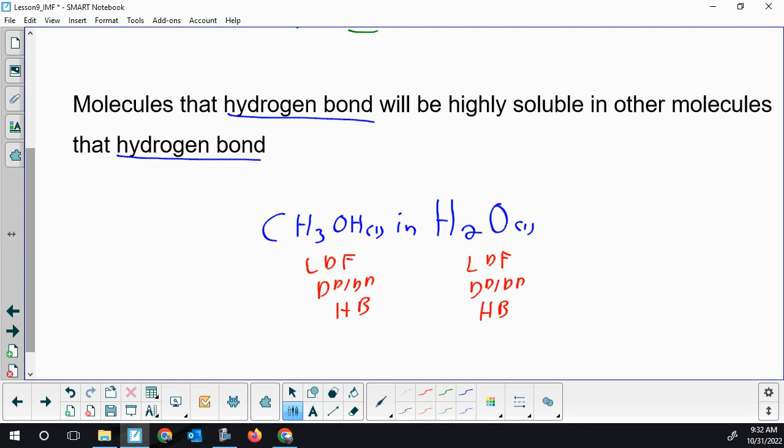So these are the two big applications of intermolecular forces. Can you do boiling points? Can you do solubility? And you do all of this again in Chemistry 30 when we do that carbon-based unit, organic chemistry.